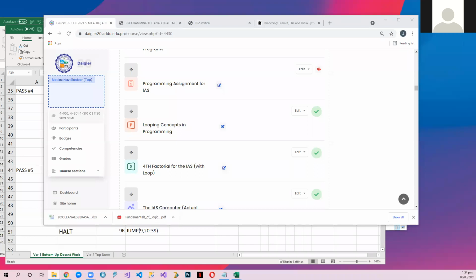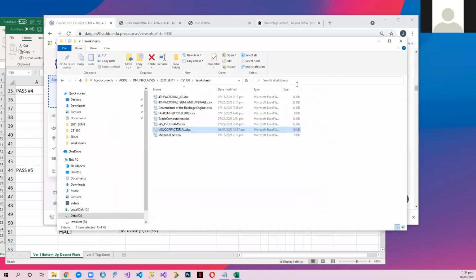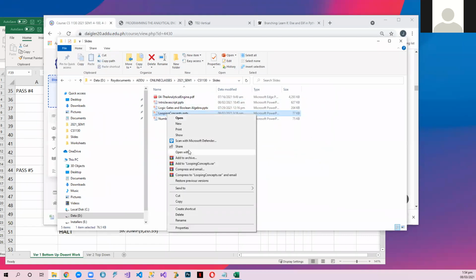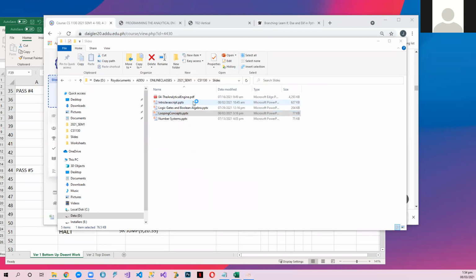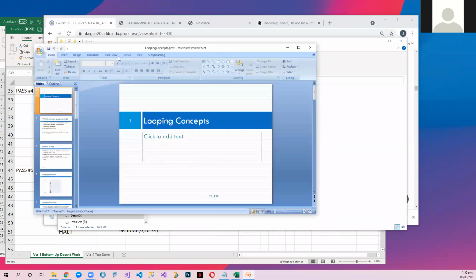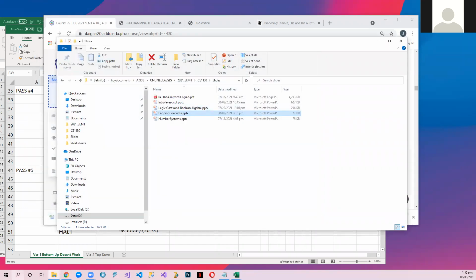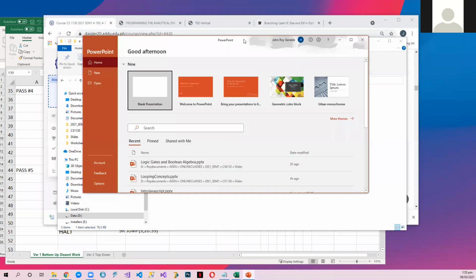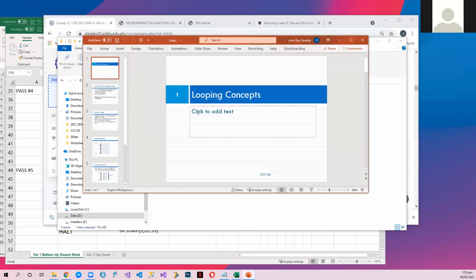Okay. Any questions so far? Let me open the slide. So this is the same slide, no? Yeah, my old one, but I think it doesn't matter, let me use my new one. Confused, yeah. Okay, it's confused. I have 2 versions, okay? Looping concepts. Okay.